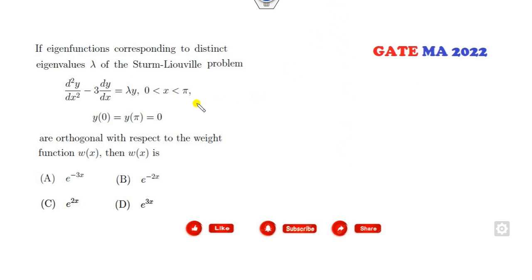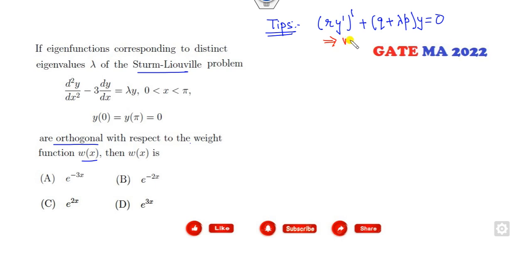Okay, look at this another one. The eigenfunctions of this Sturm-Liouville problem are orthogonal to the weight function of this. Okay, how can you solve that? We all know this is a general equation of the Sturm-Liouville problem, (r y')' + (q + λ p) y = 0, and from here what is my weight function? Weight is my p. So basically my target is to find the value of p.